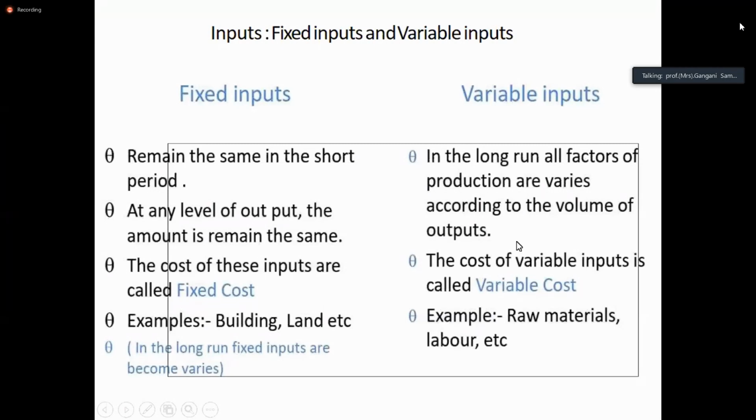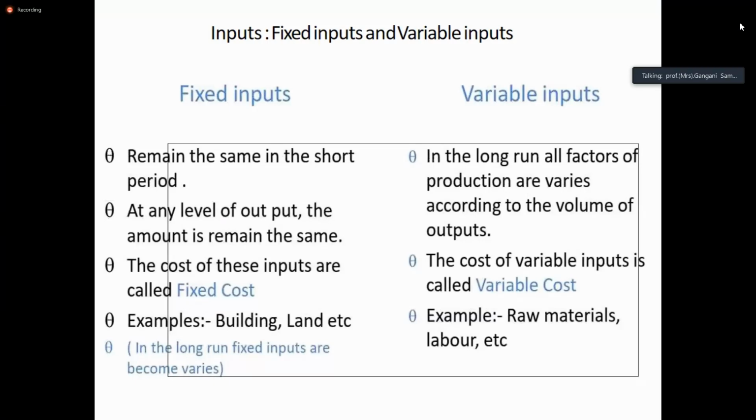So simply you need to remember, the fixed cost will not change with the change of output, but the variable cost changes with the volume of output. That's why these are called variable input and fixed input. I think you got a slight idea of variable and fixed inputs. Any questions in these two cases? The main two inputs we discussed are fixed and variable inputs.